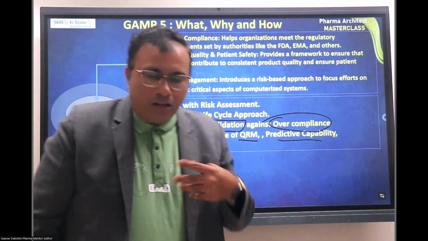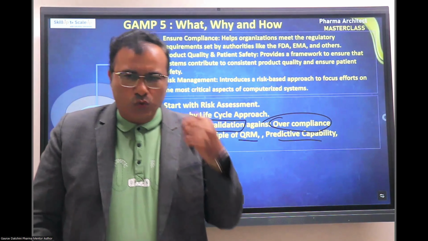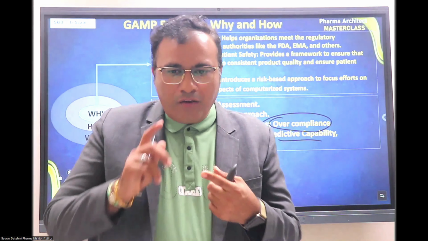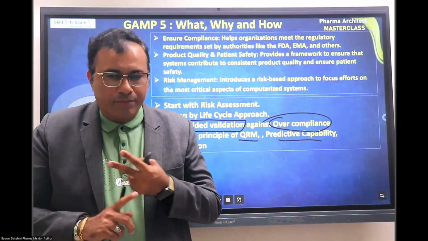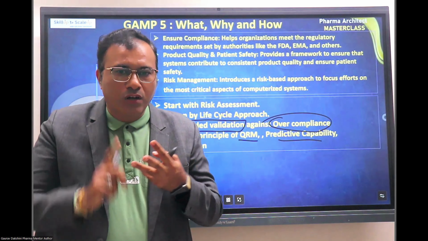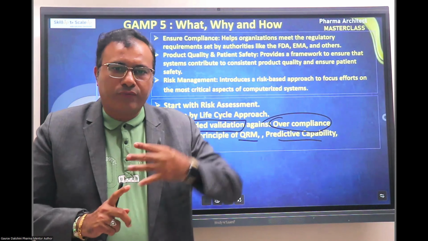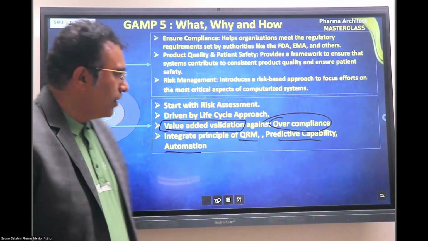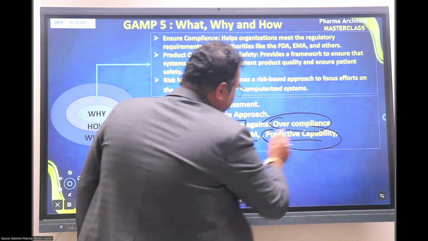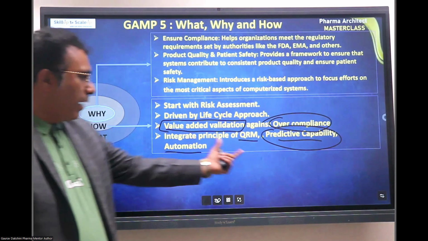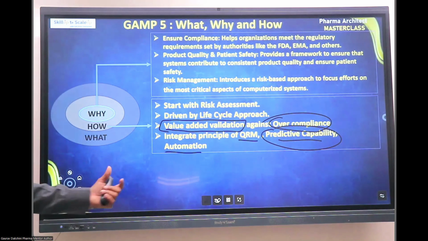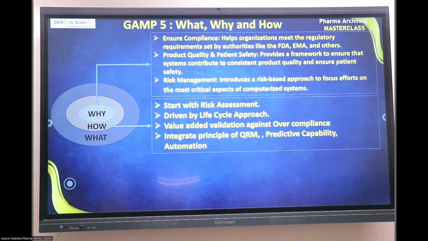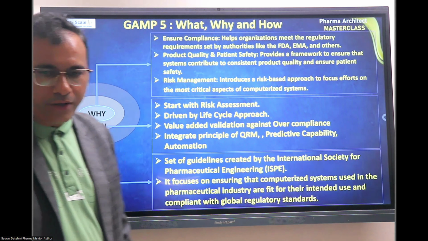This is another way where we are talking about quality risk management, predictive capability, and automation. Because in the current Industry 4.0, there are so many things where we are going digital. We are going AI/ML, we are also going to IoT-based sensors. We are going to a lot of things which are digital. So how can we improve our predictive capability? That is what happens with the help of GAMP 5.